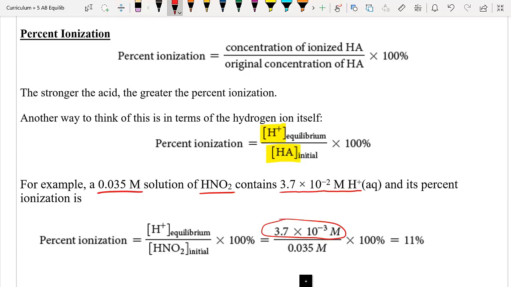Our 0.035 molar is the original acid concentration in its molecule form. So take that number, divide it by 0.035, multiply then by 100, and you get 11%.